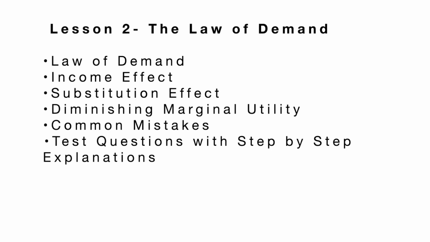So let's get started. In today's lesson, we're going to review the law of demand as well as the reasons why the demand curve is downward sloping. That includes the income effect, the substitution effect, and diminishing marginal utility. That's a great short answer question you may see. And as always, we'll finish the lesson with a couple of practice questions with step-by-step explanations.